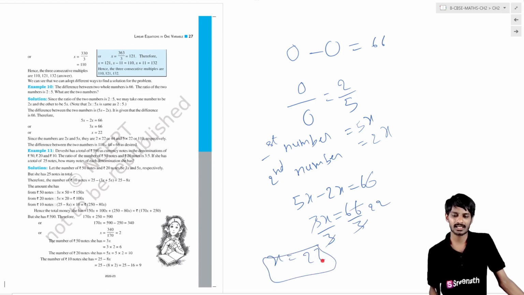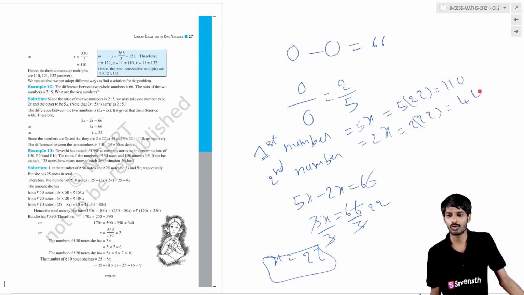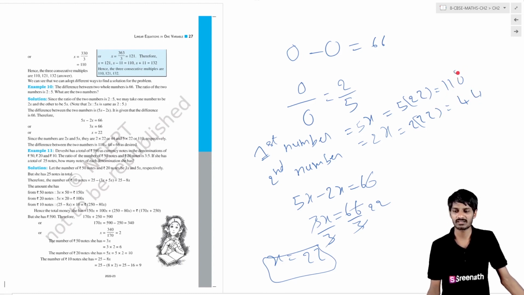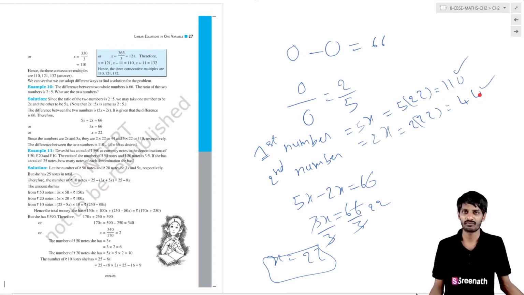So finally, the x value we get is 22. What is the first number? The first number is 5 into x, so 5 into 22. How much is it? 22 fives is 110. Next, 2 into 22, the second number is 44. So finally, what are those numbers? The first number is 110, the second number is 44.